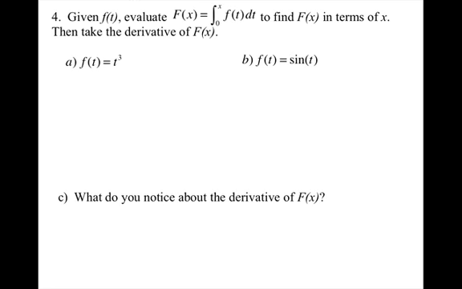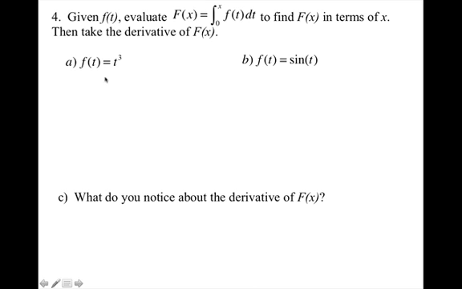All right, now let's look at some more. This time, for each part, for part A and for part B, I've given you two little functions for little f. You're going to first evaluate the integral from 0 to x to find big F. And it will be in terms of x. Then I want you to take the derivative of big F.